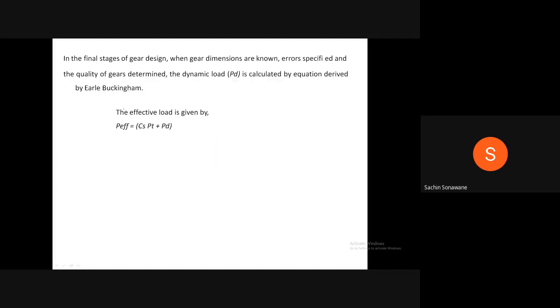Therefore, in the final stages of gear design, when gear dimensions are known, error specified, and the quality of gears determined, the dynamic load Pd is calculated by the equation derived by Earle Buckingham. That is, we have seen this equation: Pd is equal to e n p Zp into b into Rp Rg divided by 2530 into square root of Rp square plus Rg square. Therefore, we have to use that dynamic load equation. When we have to calculate dynamic load, at that time the effective force formula will change. Therefore, the effective load is given by P effective is equal to Cs Pt plus Pd.